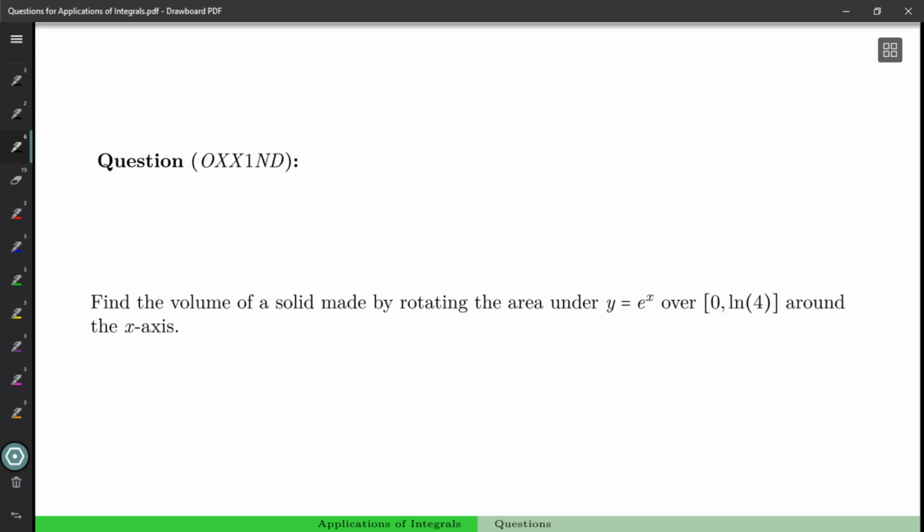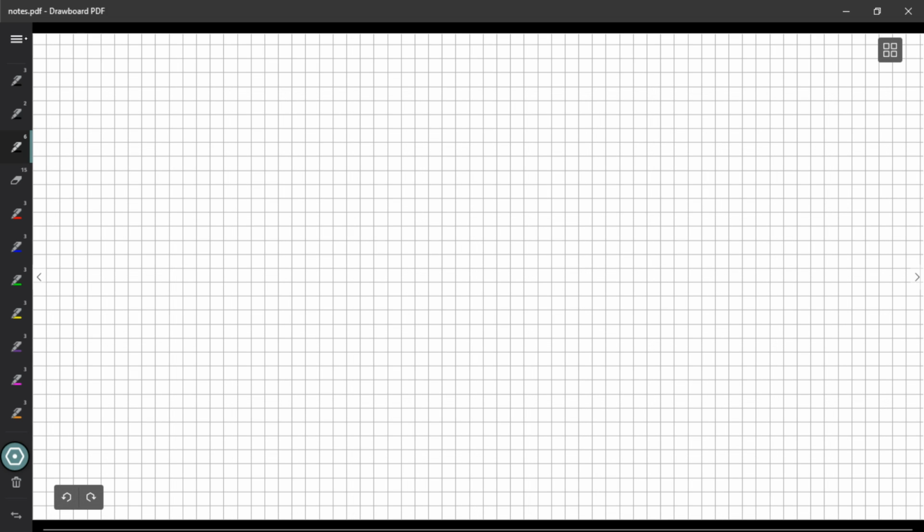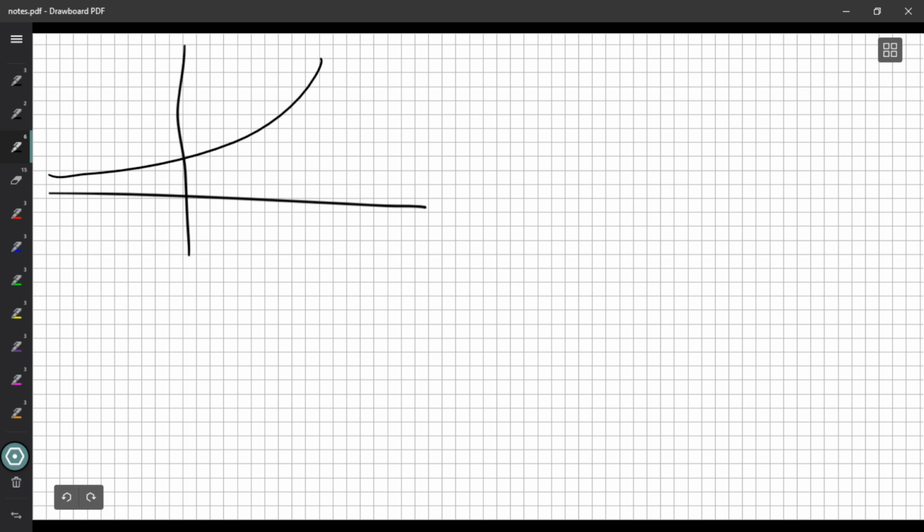Find the volume of a solid made by rotating the area under e to the x over the interval 0 to ln 4 around the x-axis. Okay. So if you can, it's always a good idea to draw a little bit of a picture of what's going on. So e to the x looks a little something like that.